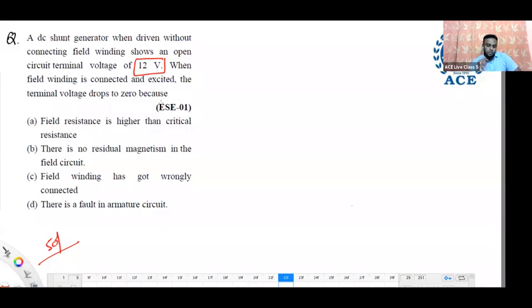First understand the question. In a DC shunt generator, when driven without connecting the field winding, the field current is zero. Whenever the field current is zero, it shows an open circuit voltage of how much? 12 volts. This is called residual voltage, from residual flux. When the field winding is connected, the terminal voltage drops to zero.